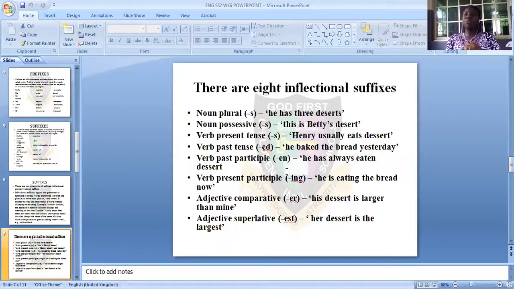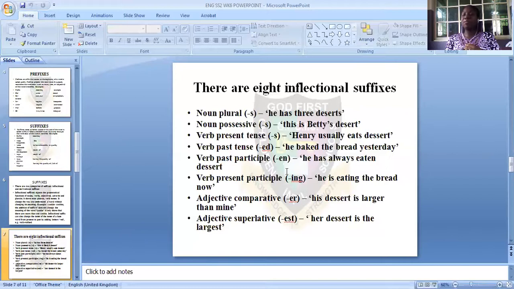We move on to verb present participle ing. He is eating the bread now. We add ing to the verb eat to show that it is in the continuous form.